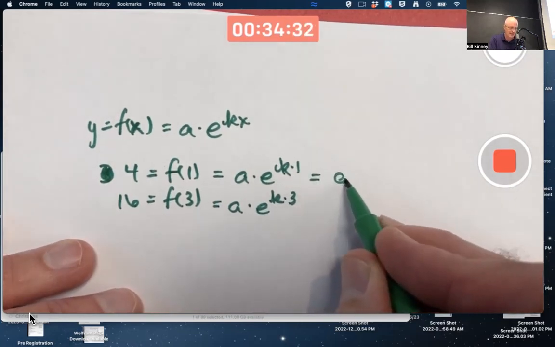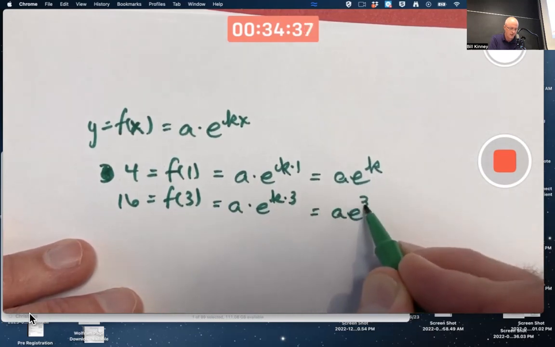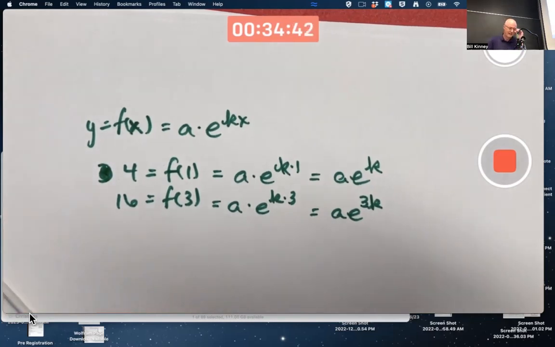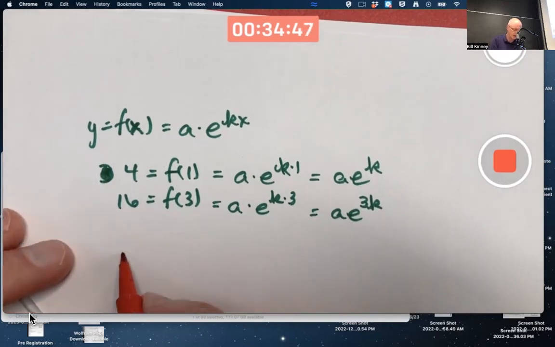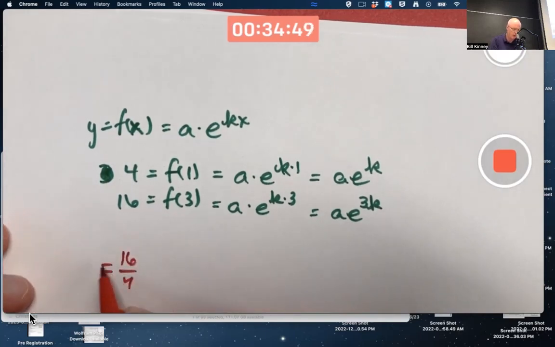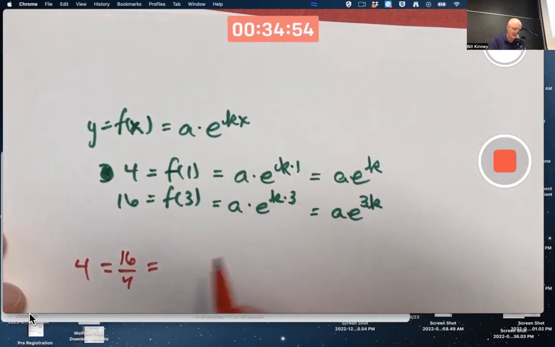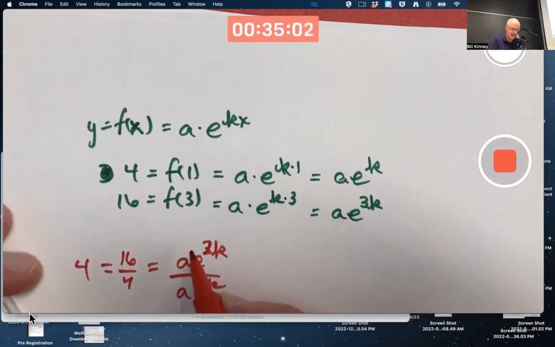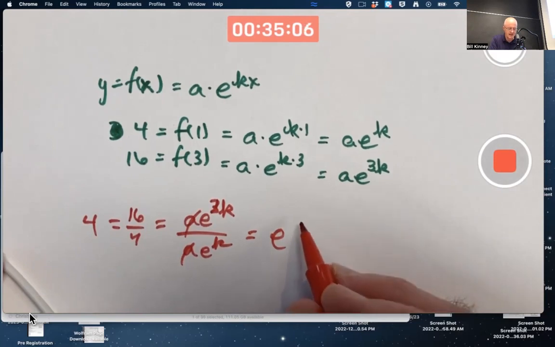We don't have to write those dots if we don't want to, but you need to understand what these things mean if you don't write the dots. Once again, we can solve by division. Take the second equation and divide by the first equation. Once again, we get 16 over 4, which is 4, equals, take this divided by that, A e to the 3k divided by a e to the k. Once again, the a's cancel. Once again, you can subtract the exponents. 3k minus k is 2k.